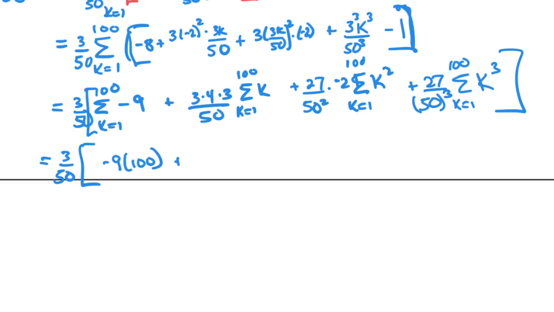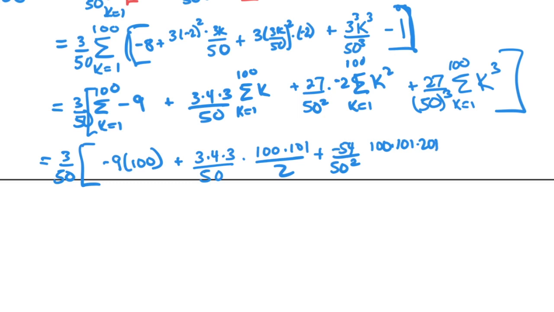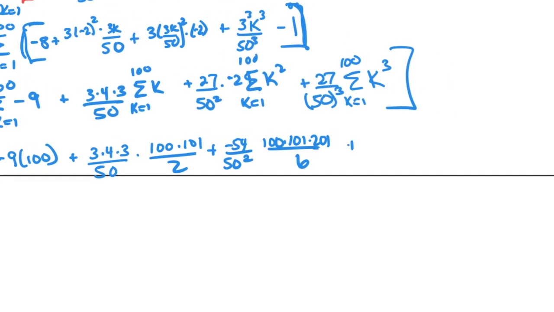And then we have plus 3 times 4 times 3 over 50 times 100 times 101 over 2 plus -54 over 50 squared. Now what about k squared? That term, as you'll recall, would give you your 100 times 101 times 201 divided by 6. And now the next piece, plus your 27 over 50 cubed.